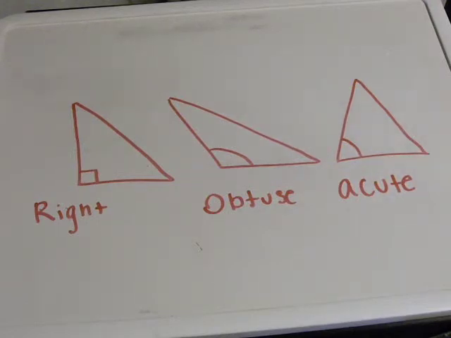In a right triangle, there is one right angle. In an obtuse triangle, there is one obtuse angle. There can never be two obtuse angles in one obtuse triangle. In an acute triangle, there are 3 acute angles.